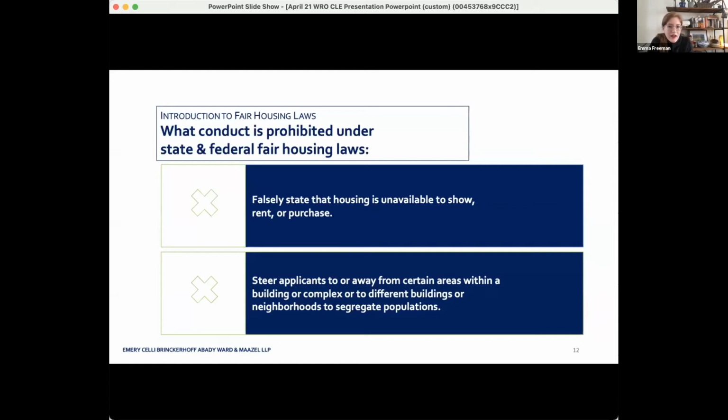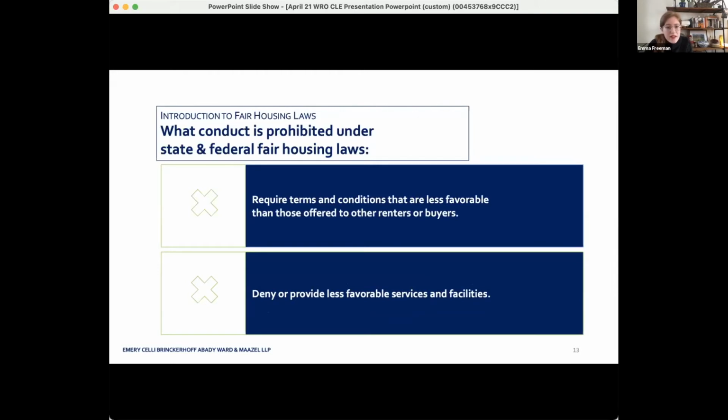And relatedly, and I think somewhat self-explanatorily, it's also unlawful to steer applicants to or away from either a building or a particular building complex or a neighborhood entirely, as long as your goal is to segregate populations and to create divides in housing, whether it's between one condominium or in certain areas of a city. Anything that pushes against Congress's goal with the FHA of fully integrating housing and making it equally available to all is considered unlawful. Moving on to the next slide.